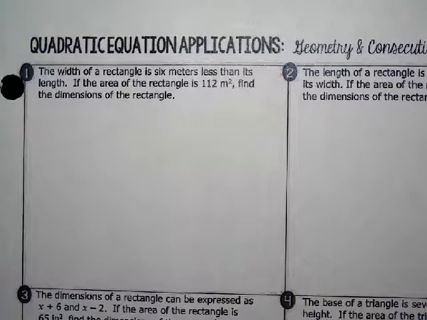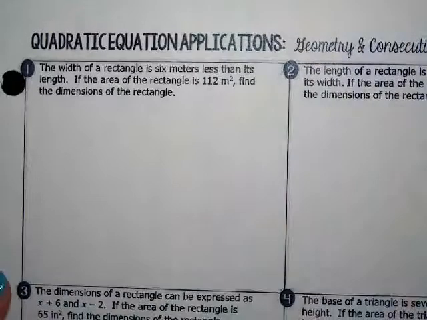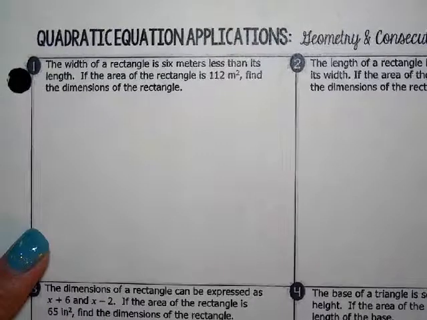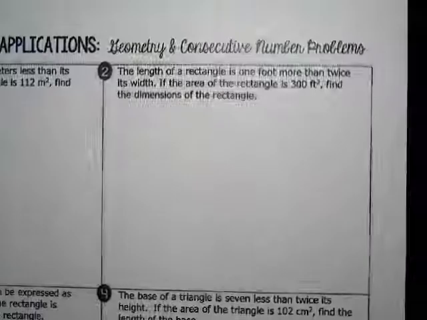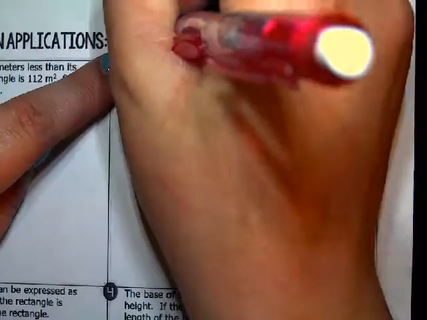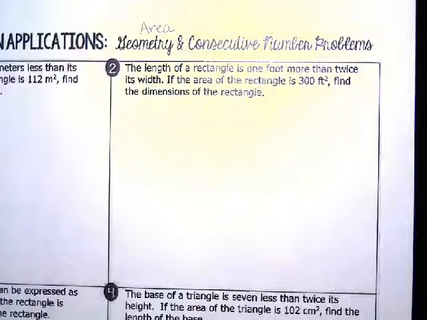Problems for quadratics, all right? And we have two different types of application problems. One is this type right here, which is, they called it geometry and consecutive number problems. So the geometry part is area. You can write that above geometry, area.